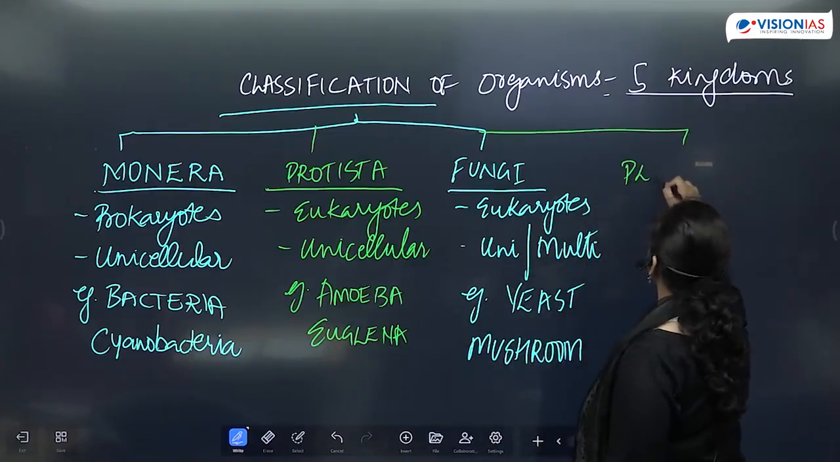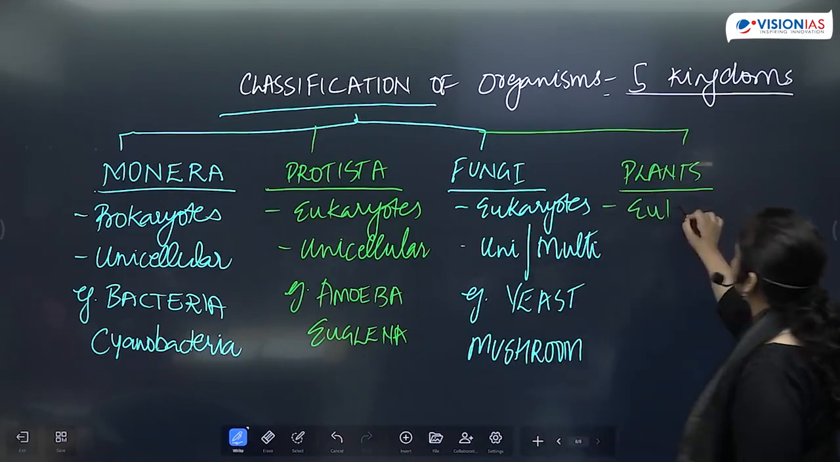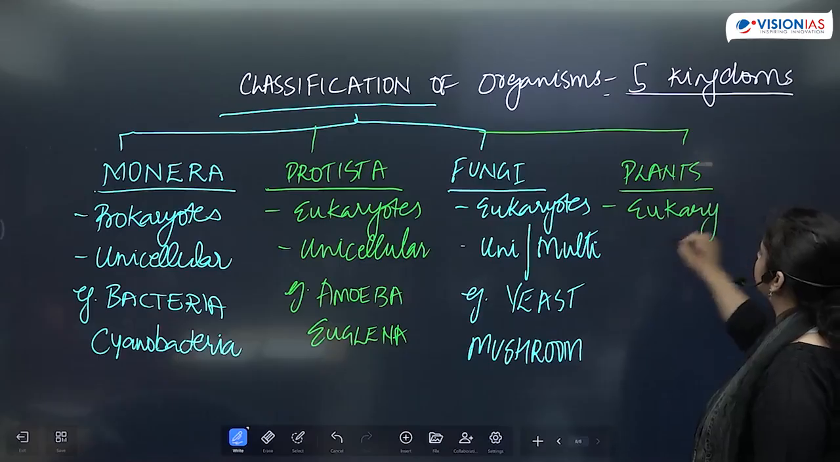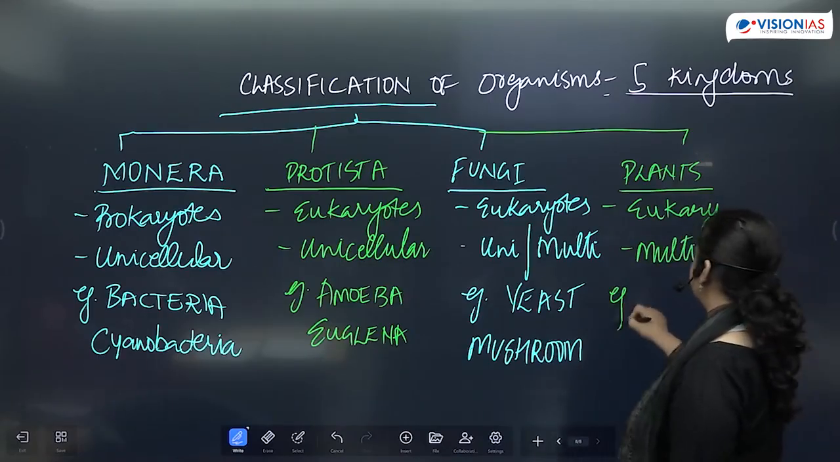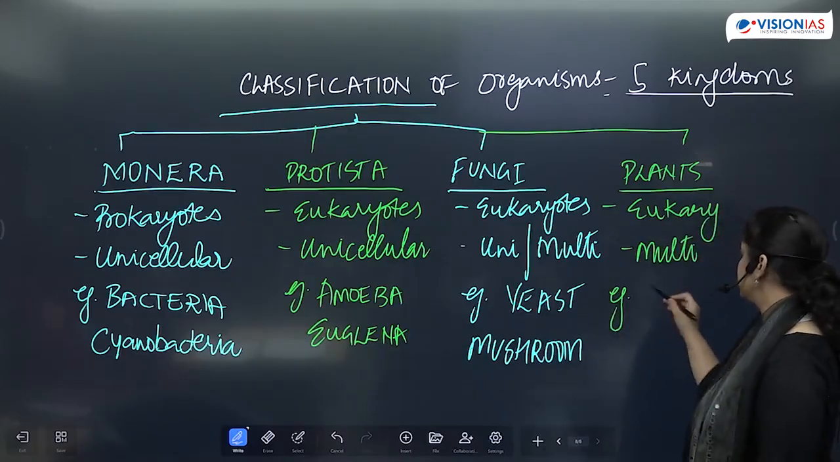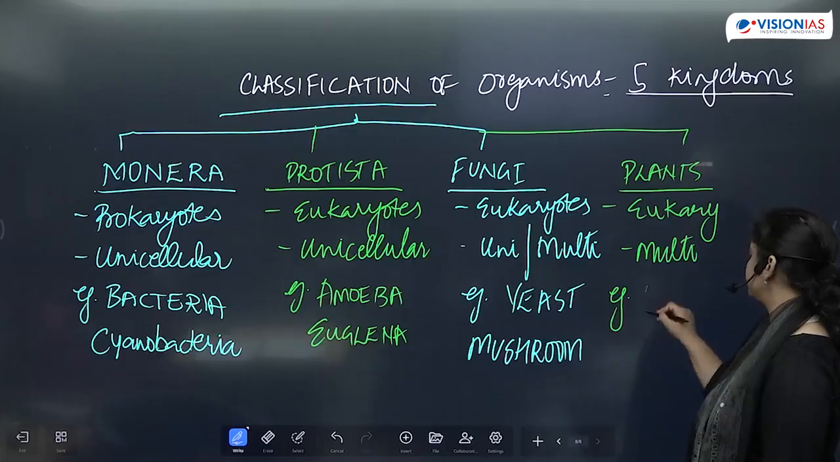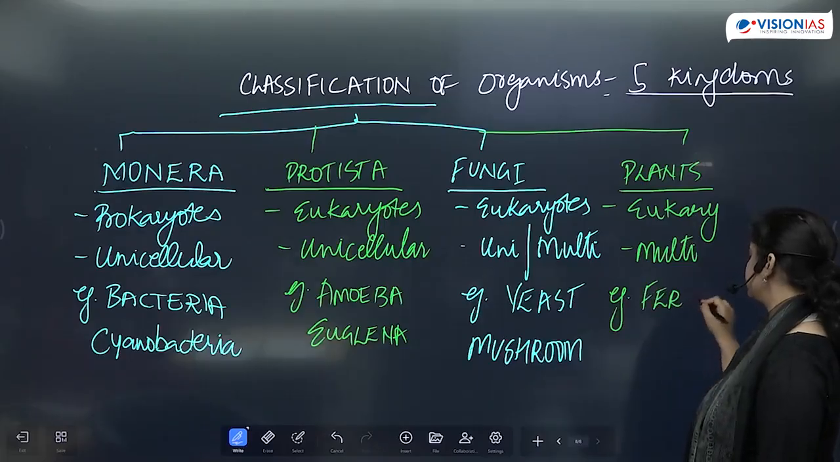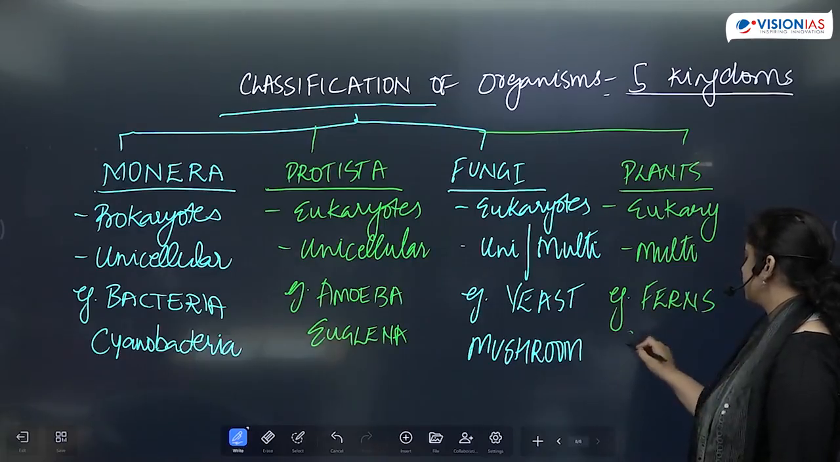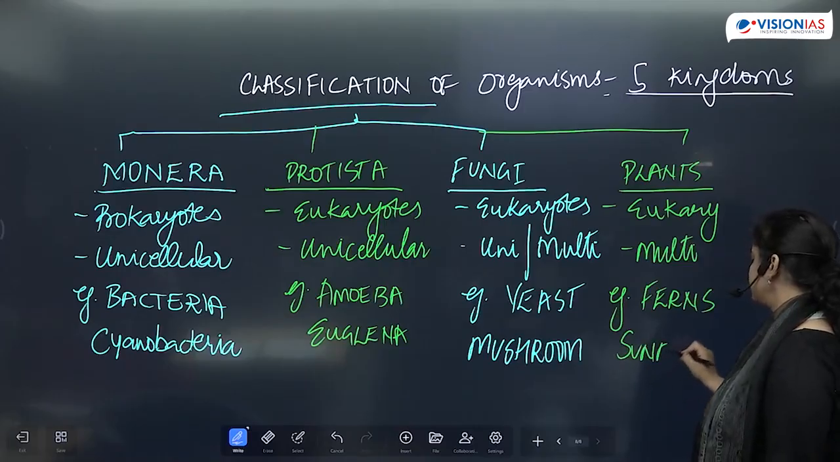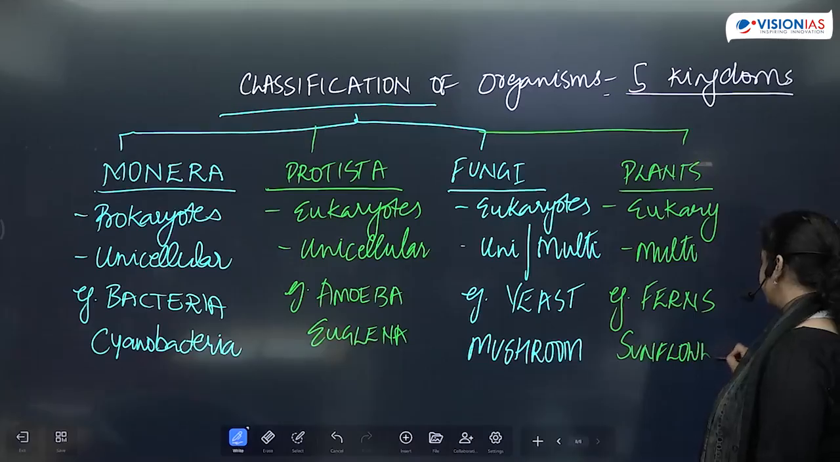उसके बाद we have plants, eukaryotes, multicellular, and examples of plants, you know, any plants, starting from the simpler plants like ferns to more complex flowering plants like sunflower.